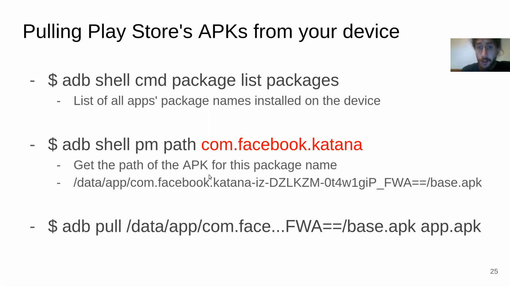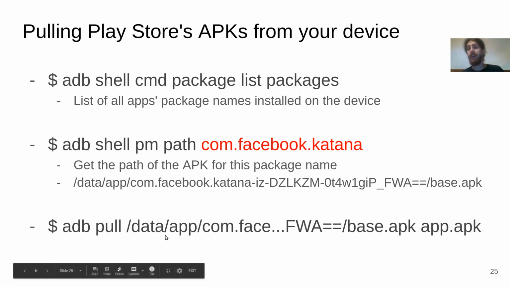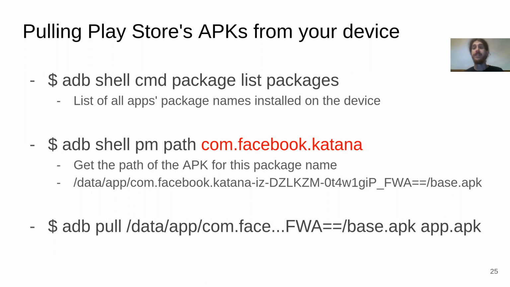And then again, once you know this, you can do ADB pull, which takes a file from inside the emulator or device, and you pull it out. This is the Facebook APK in this case, or it could be the APK that you're trying to get, okay? This trick works also if your device is not rooted. You just need to have a shell access, which most phones somehow allow. You may need to enable USB debugging, depending on your phone, Google for it, but you get the idea, okay?